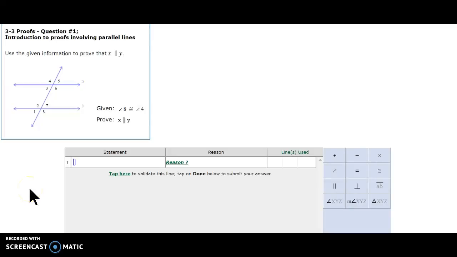In this video, I'm going to show you guys a couple of examples on introduction to proofs involving parallel lines. Before we start with the question, it is essential, it is a must for you guys to remember the congruent properties of the angles when we have two parallel lines and a transversal. All right, so the examples I'm going to show you guys in this video, they are all about parallel lines.